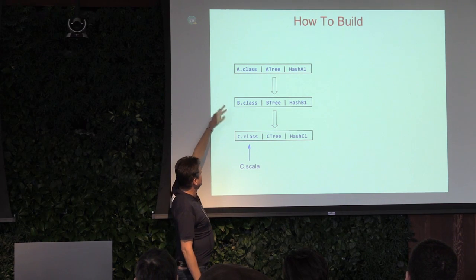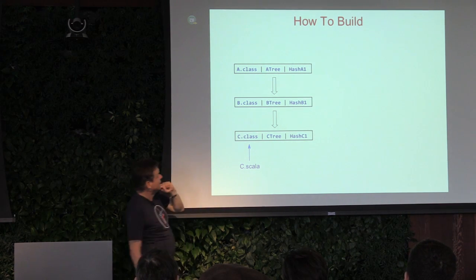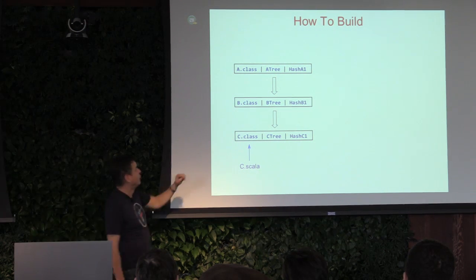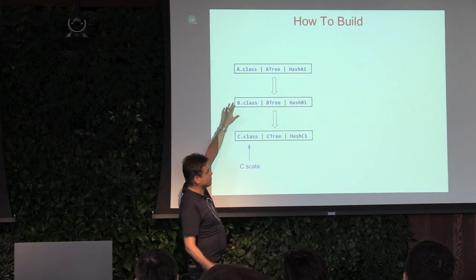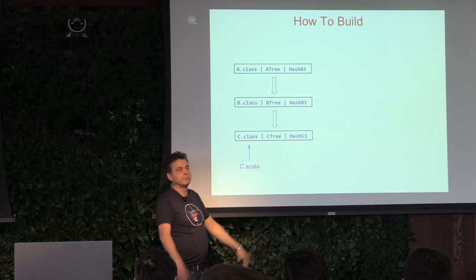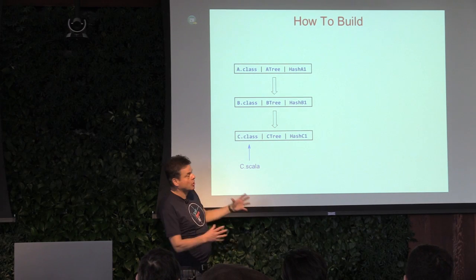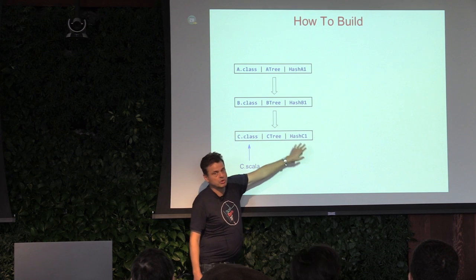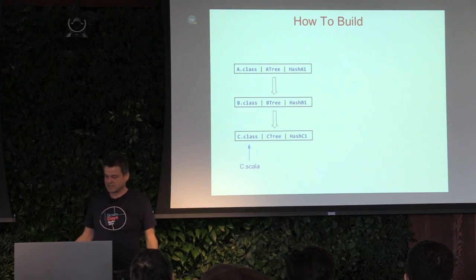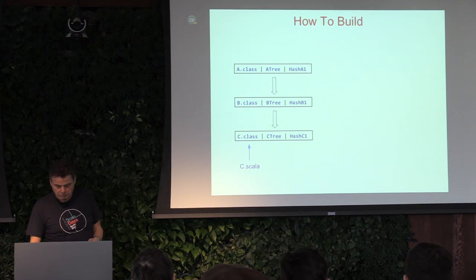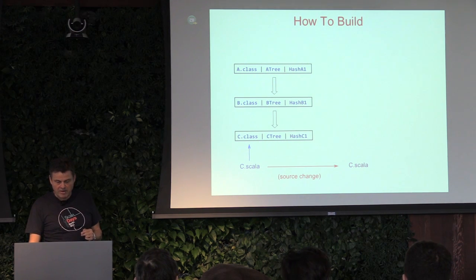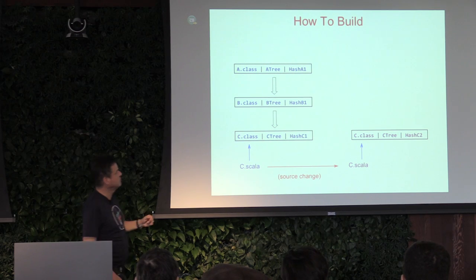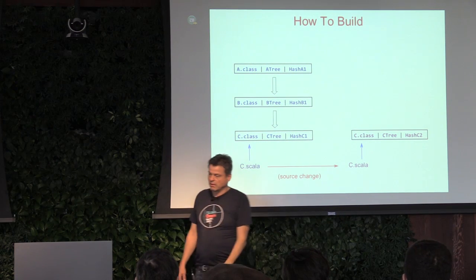So we would have A, B, and C, and they depend on each other. And what we would have is, as the artifact of these things, we would produce a Java class file, or many class files typically. And we would also produce a tree, which is called A tree, B tree, C tree here. And we would produce a hash of the tree, which essentially says what the tree is, and also what the class file is. So if we now have a source change, then that would give us a new tree with a new hash down here.